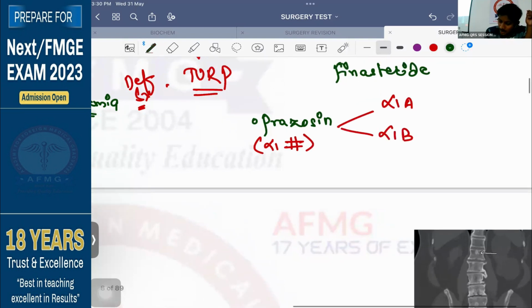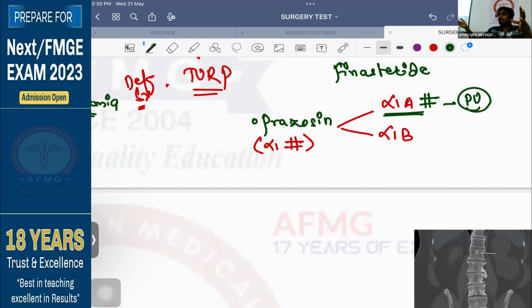Problem is when they block the alpha 1A receptors, definitely the patient prostatic urethra के जो स्मूथ मसल्स हैं they will get relaxed and the urine outflow will increase. Problem is when they block these alpha 1B receptors, these are located on the blood vessels. Now what will happen?